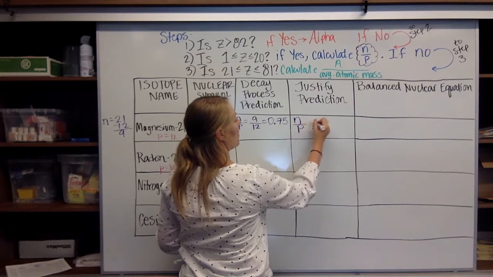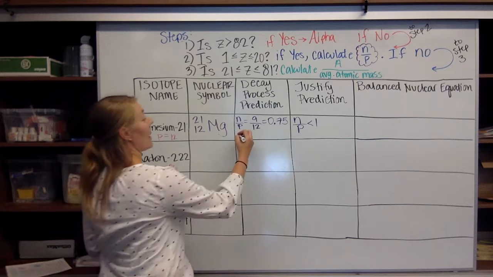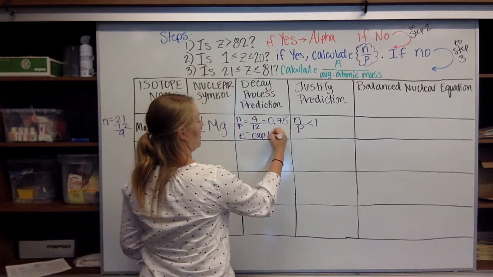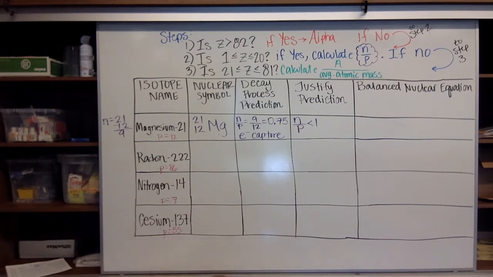Neutron to proton ratio is less than 1. So we're going to predict electron capture here, because it's going to lie on the bottom end of that band of stability.